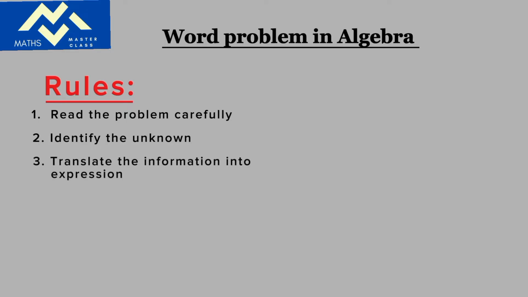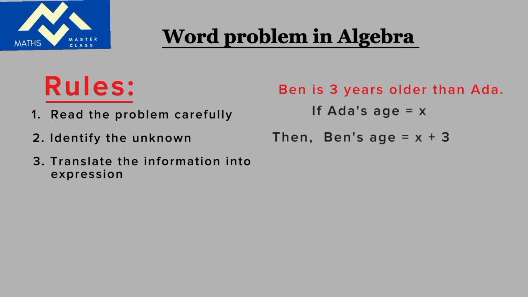3. Translate the other information into expressions. Turn words into algebraic expressions. Example: Ben is 3 years older than Ada. If Ada equals X, then Ben equals X plus 3.